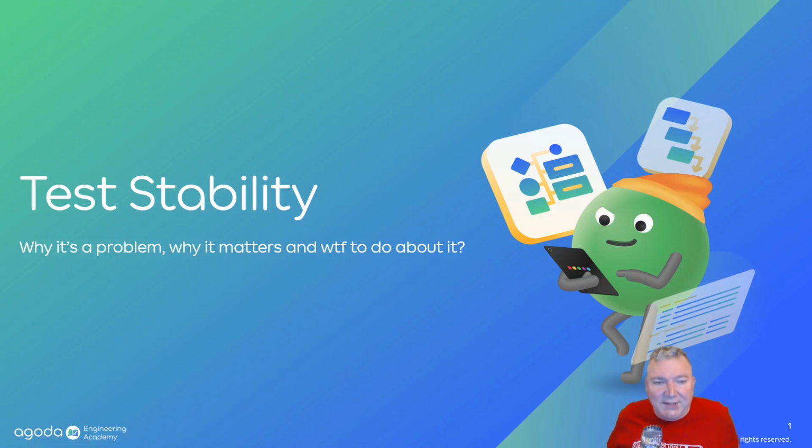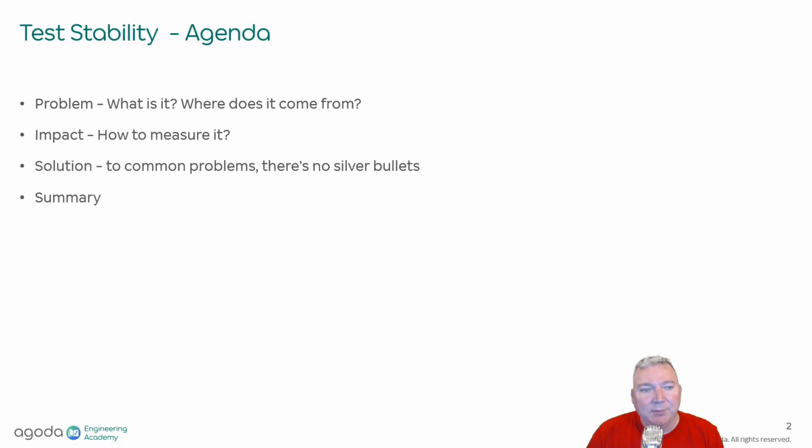Alright, let's get started. So, this video topic is about test stability. Why it's a problem, why it matters, and what we can do about it. So, a bit of an agenda. We'll start with the problem. I'll try and frame why this is a problem and where it comes from.